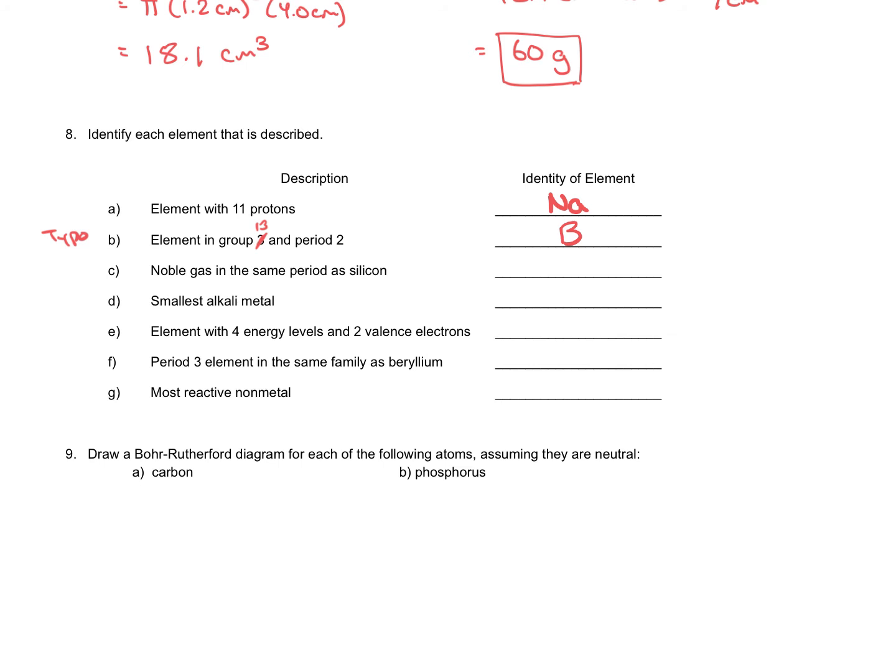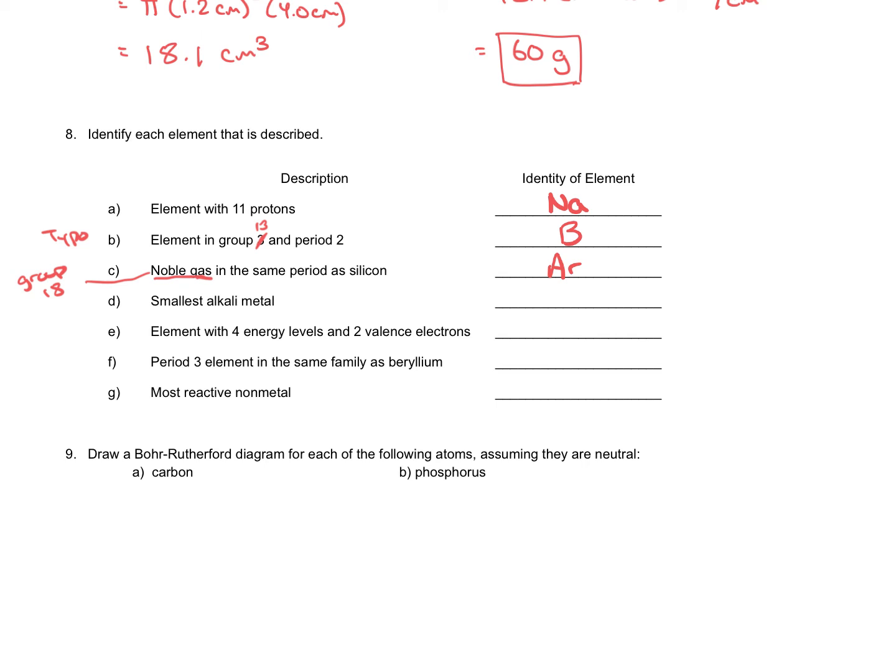The noble gas in the same period as silicon. So the noble gases are the term for group 18, column 18. So the very last column, you look for the one that is in the same row as silicon, and that will turn out to be argon.